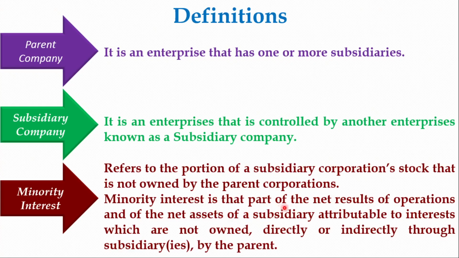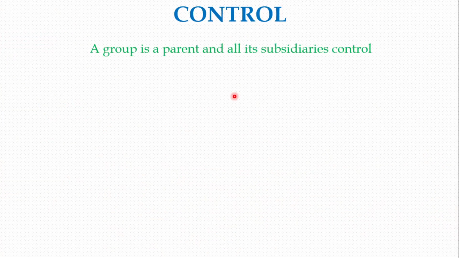Minority interest is that part of the net result of operations and of the net assets of the subsidiary attributable to interests which are not owned directly or indirectly through subsidiaries by the parent. So this is the definition of minority interest, subsidiary company and parent company. Now let us start the control. As you know, the parent company controls the subsidiary company. A group is the parent and all its subsidiaries.